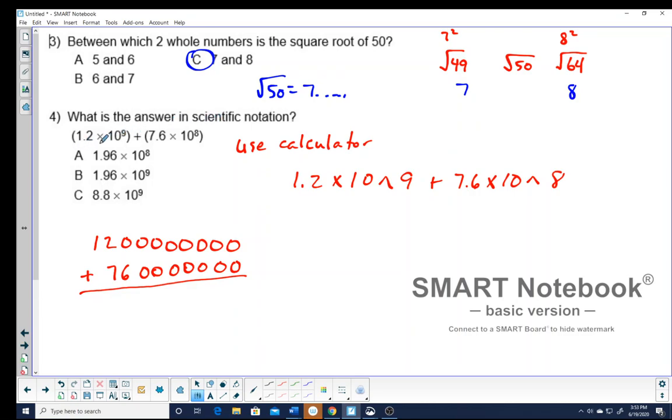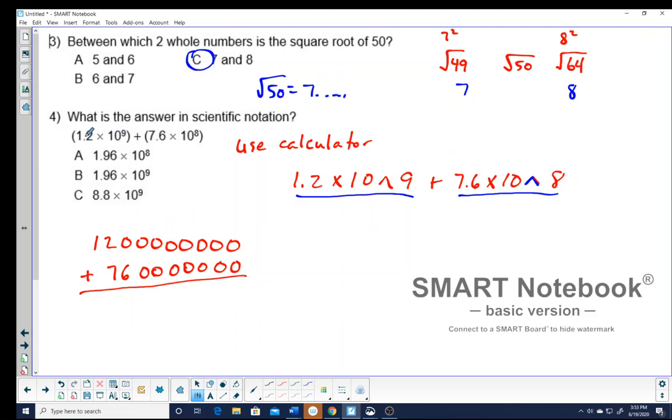Asking you to find the sum of these two numbers in scientific notation. Remember how we used calculators in class when we were in school. So you could just take the calculator and just enter this number, 1.2 times 10 to the 9th power. Enter that on the calculator, and then plus 7.6 times 10 to the 8th power. Enter that.